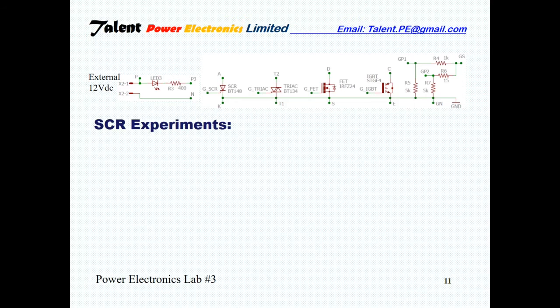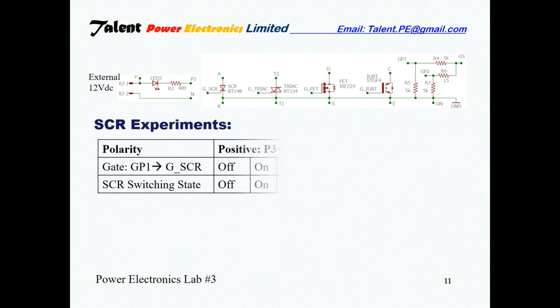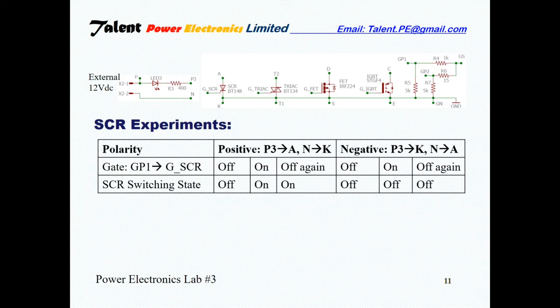SCR experiments. For the positive polarity, connect P3 to A, connect N to K. When the gate signal is off, the SCR is off, the LED is off. Turn on the gate, the SCR turns on, the LED lights up. Turn off the gate again, the SCR remains on, and SCR cannot be turned off by the gate signal.